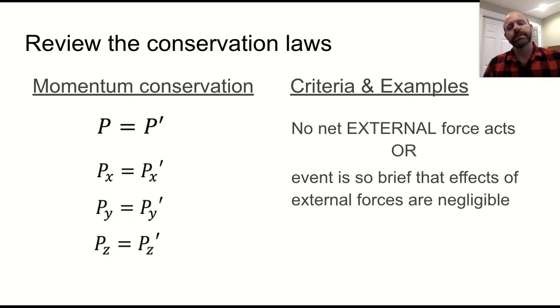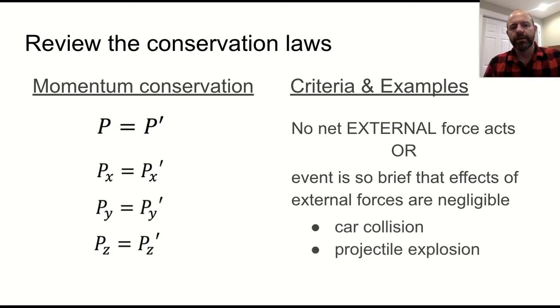And this criteria is no net external forces, or this happens really quickly. And that would be the case of the ballistic slider, right? There is friction on the box, but the collision happens quickly and then it slides is a way we can think about it. So a collision of cars or something, a projectile exploding, that kind of thing.